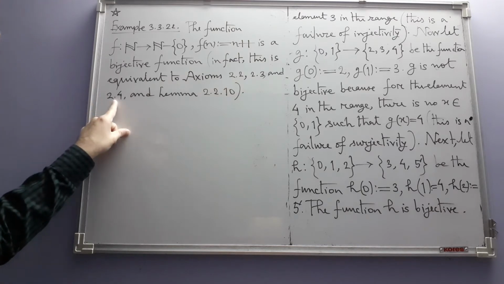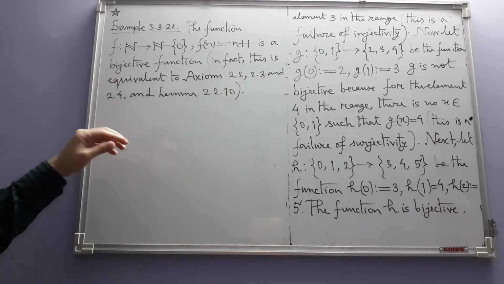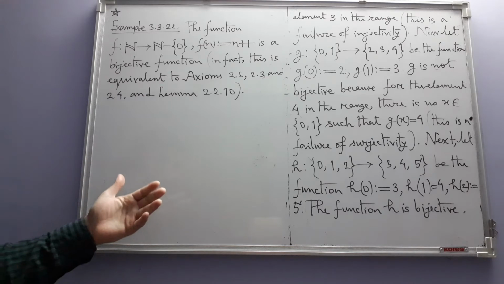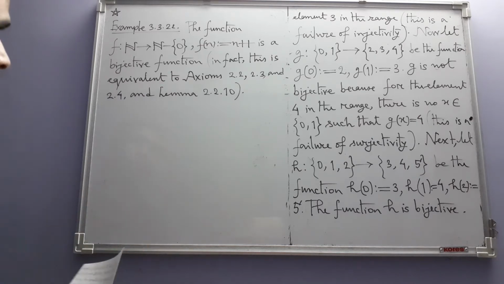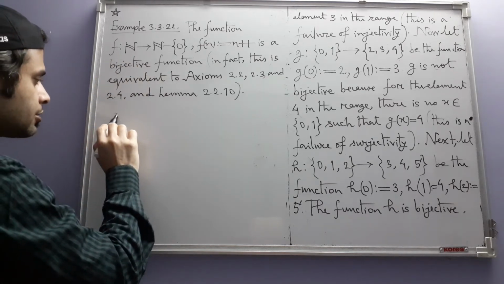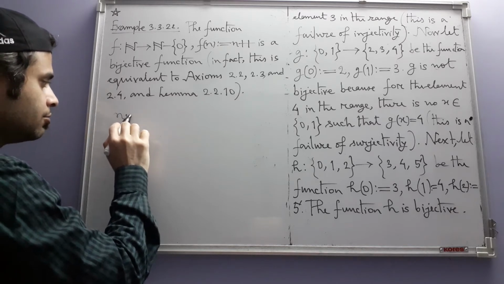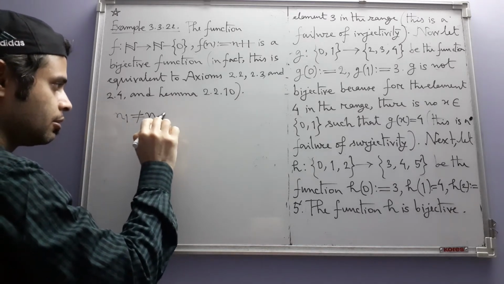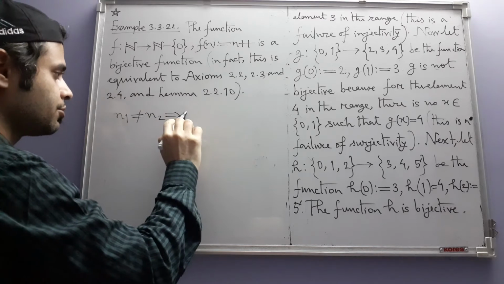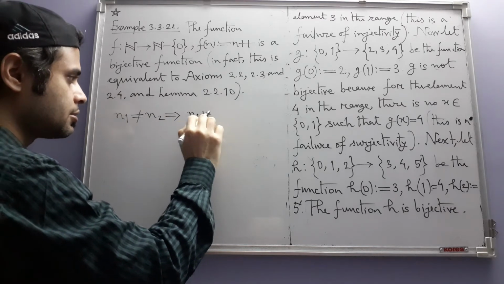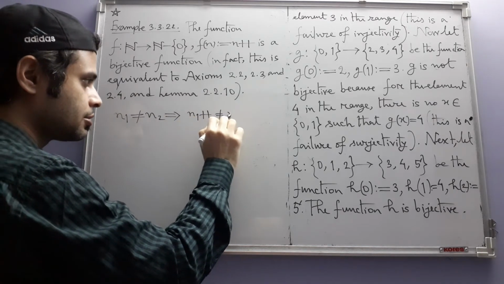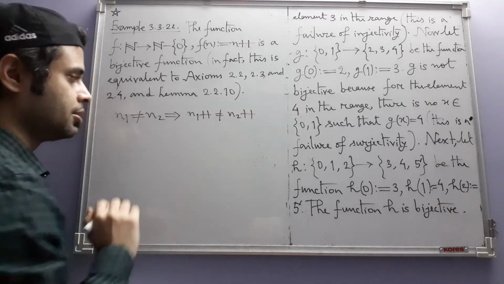And what about axiom 2.4? It says that distinct natural numbers have distinct successors. That means if I take two natural numbers n1 and n2 which are distinct, then axiom 2.4 says that the successor of n1 and the successor of n2 are also distinct.